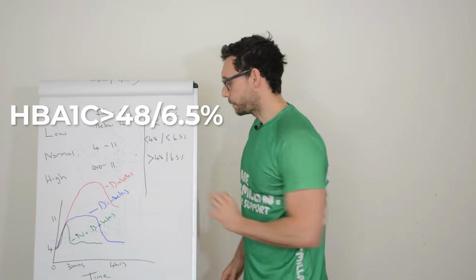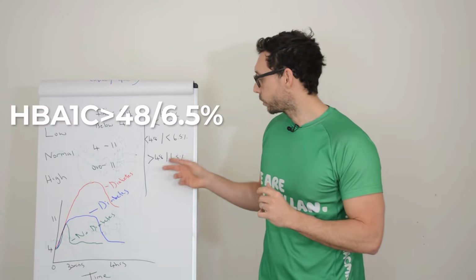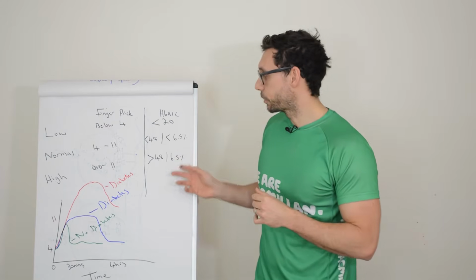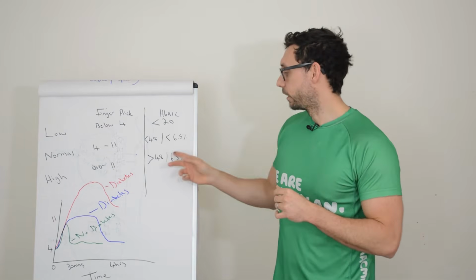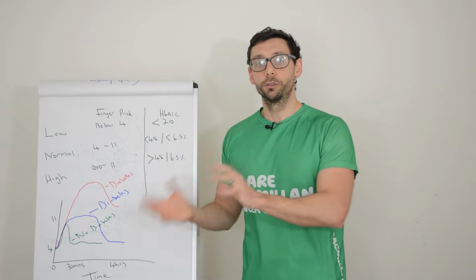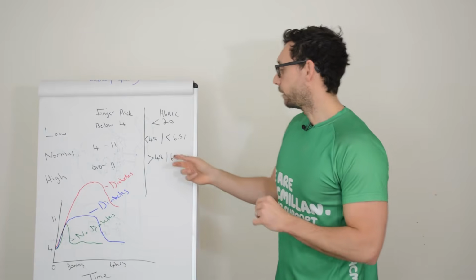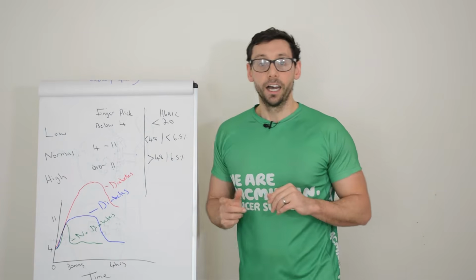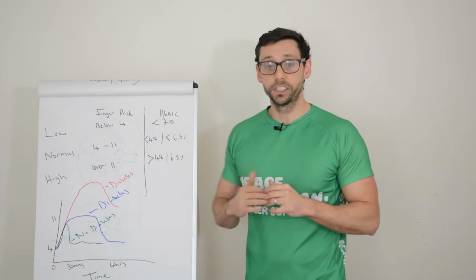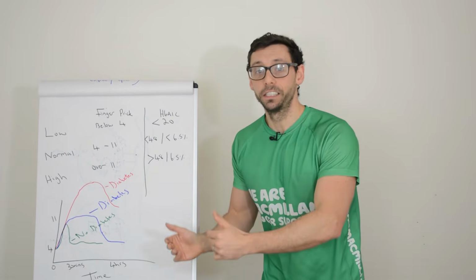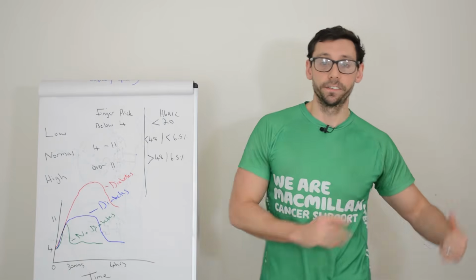So then a high HbA1c is anything over 48 millimoles per mole, which is 6.5%. And again, it's the same issue as with the finger prick. The further away you get from this number, the higher it goes, the worse your glucose control will be. So again, we're trying to optimize people as closely as possible to 48. The gold standard is between 48 and 53 on the HbA1c test with diabetes. Ideally, you won't have diabetes and it will be lower than that.